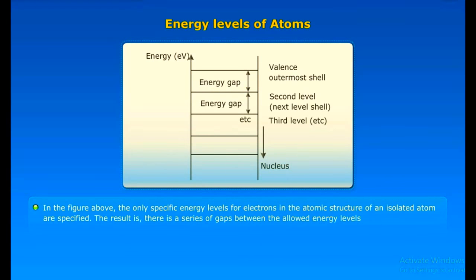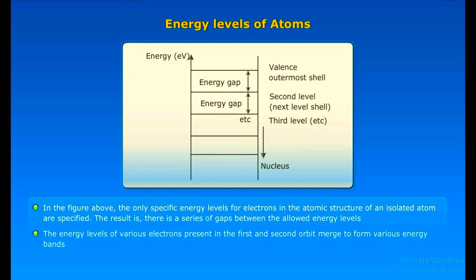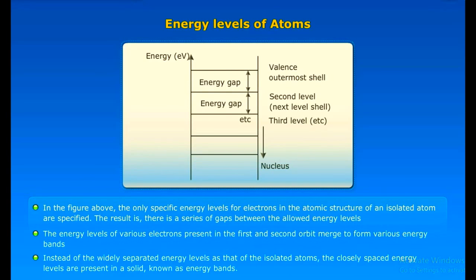In the figure above, only specific energy levels for electrons in the atomic structure of an isolated atom are specified. The result is that there is a series of gaps between the allowed energy levels. The energy levels of various electrons present in the first and second orbit merge to form various energy bands. Instead of the widely separated energy levels of isolated atoms, closely spaced energy levels are present in a solid, known as energy bands.